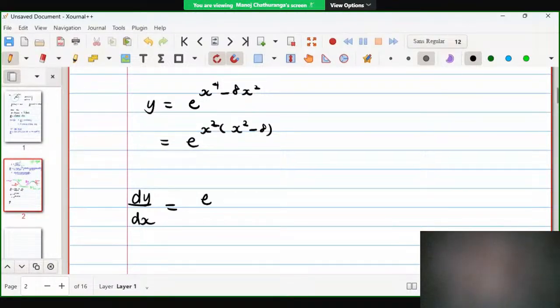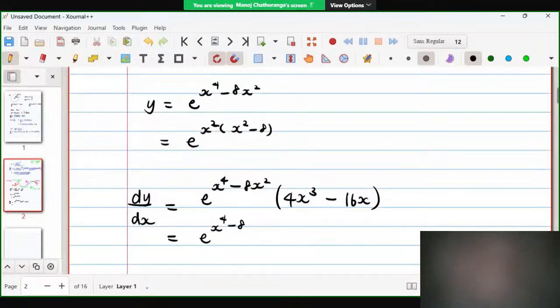Let's differentiate this. The derivative of the outer function is e to the power of whatever is inside it. Then let's move inside and differentiate it: 4x to the third minus 8 times 2 is 16x. We can factor 4x. That will give us x squared minus 4.